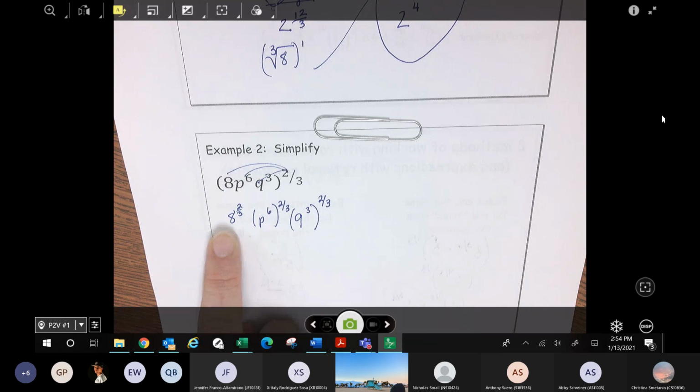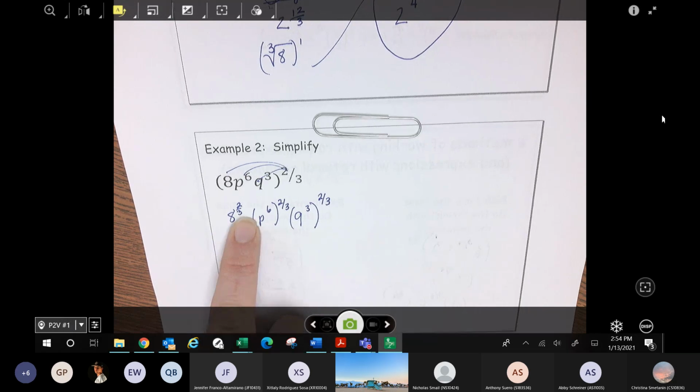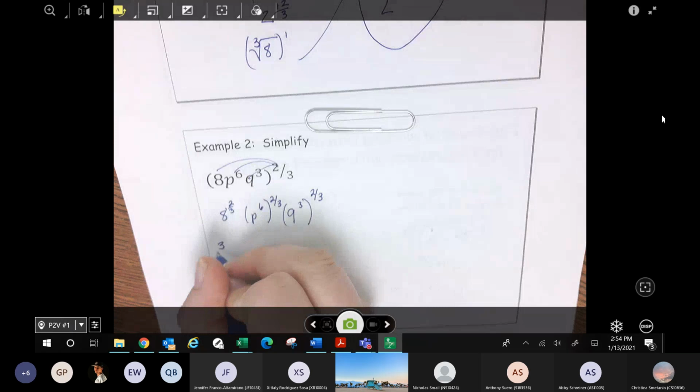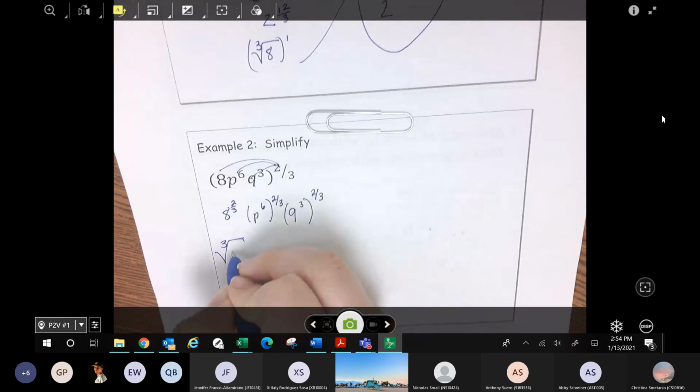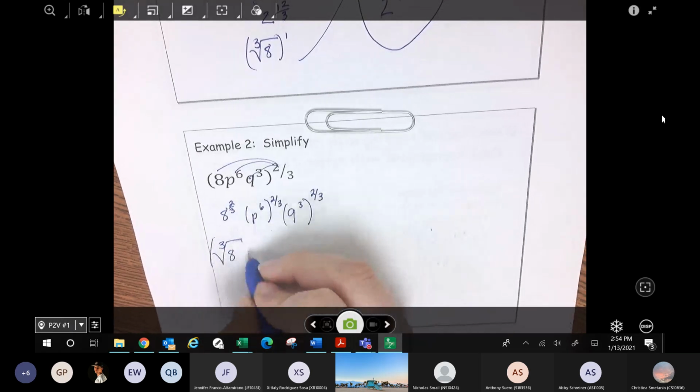Now I want to rewrite this 8 to the 2/3 in radical form. Okay, so 3 is going to be your root. So the cubed root, 8 is your base, and that's all squared.